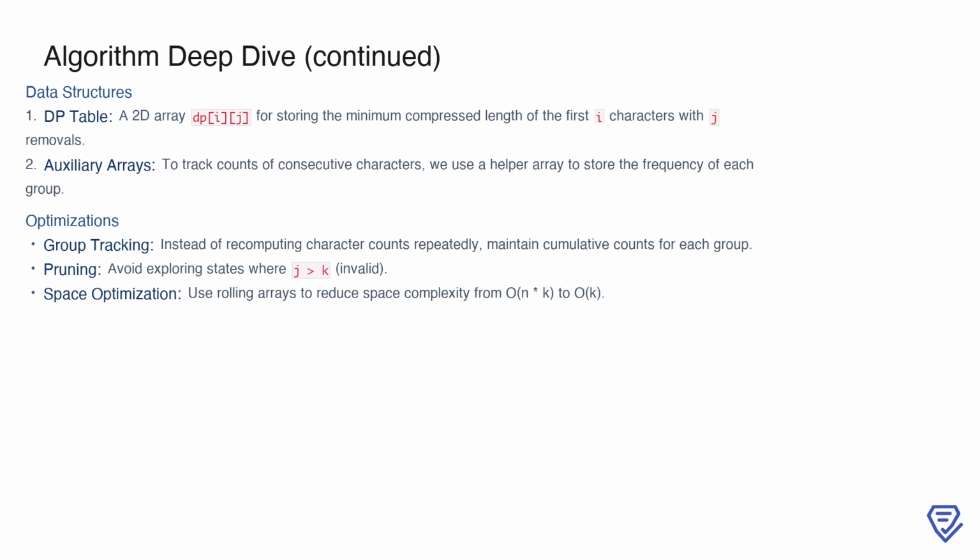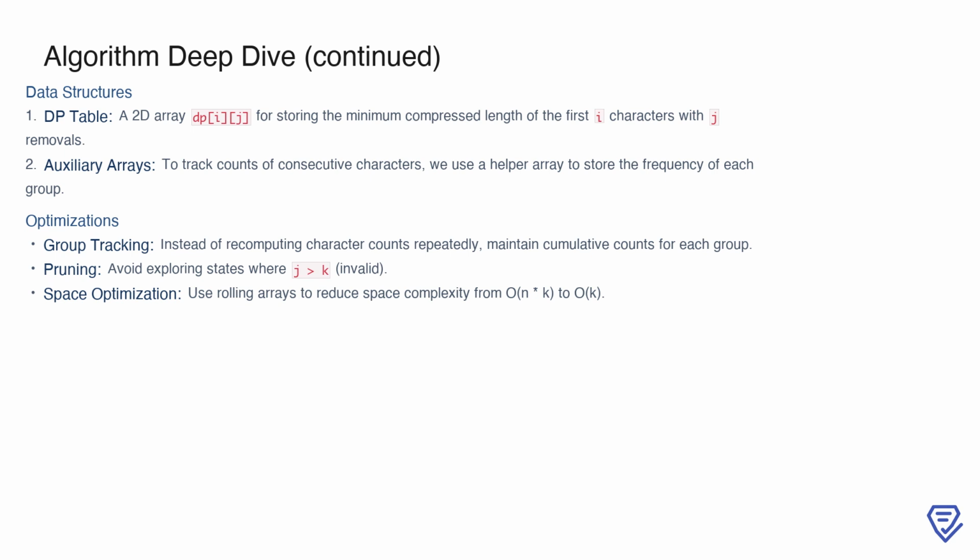To implement this algorithm, we rely on a few key data structures. First, the DP table itself is a 2D array, DP[i][j], used to store the minimum compressed length for the first i characters with j removals. To assist with run length encoding, we use auxiliary arrays that track the frequency of each group of consecutive characters. This helps us efficiently calculate the contribution of each group to the compressed length.